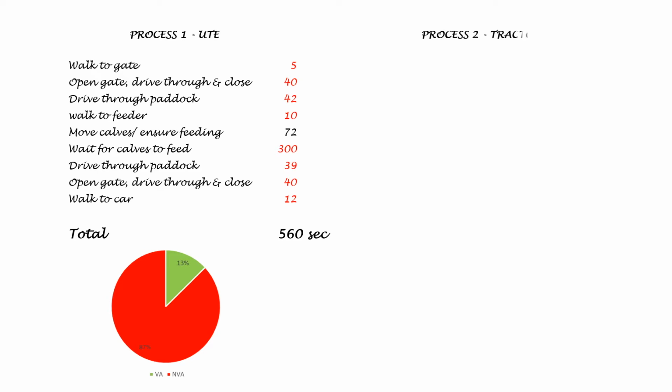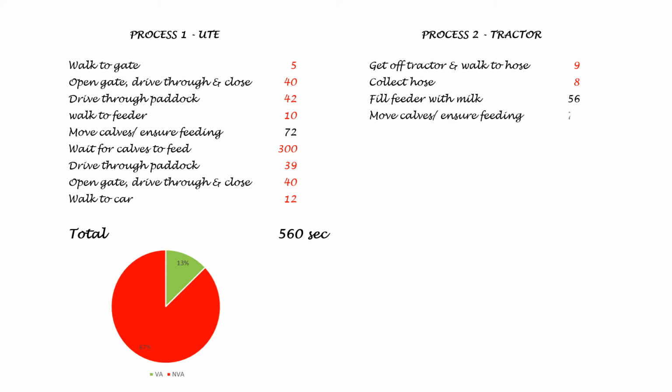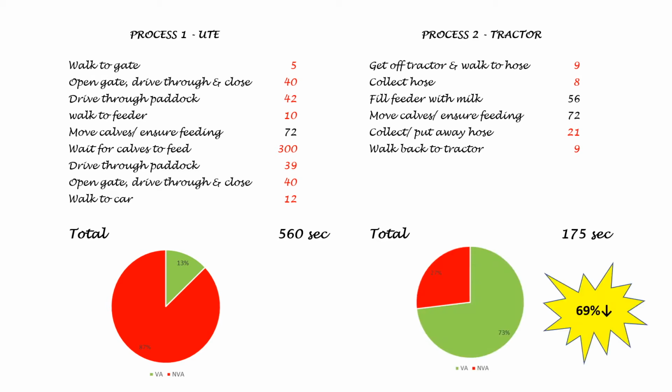Let's have a look at process 2 with the tractor. So in this process, again, this is the breakdown of all of these activities and the associated time element of these activities. Again, the reds are non-value added components of this task, and the black are value added components of the task. In total time for this activity, it's now 175 seconds. So you can see process 2 is significantly less time than process 1. In terms of value added and non-value added, this is now 73% value added, 27% non-value added, and there has been a time saving of 69%, and this is just for this one paddock, one group of calves.